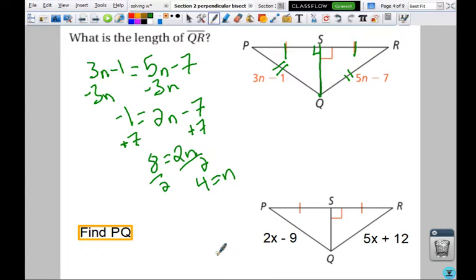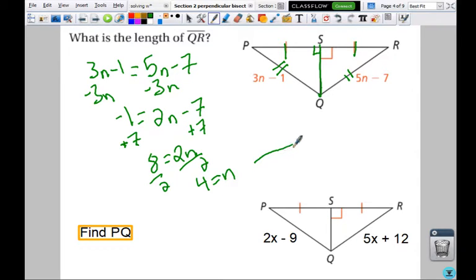I think so. What's the question say in this problem? Find QR. What is the length of QR? Did we find QR? It's on n. We just found n, right? So we have to take this in.